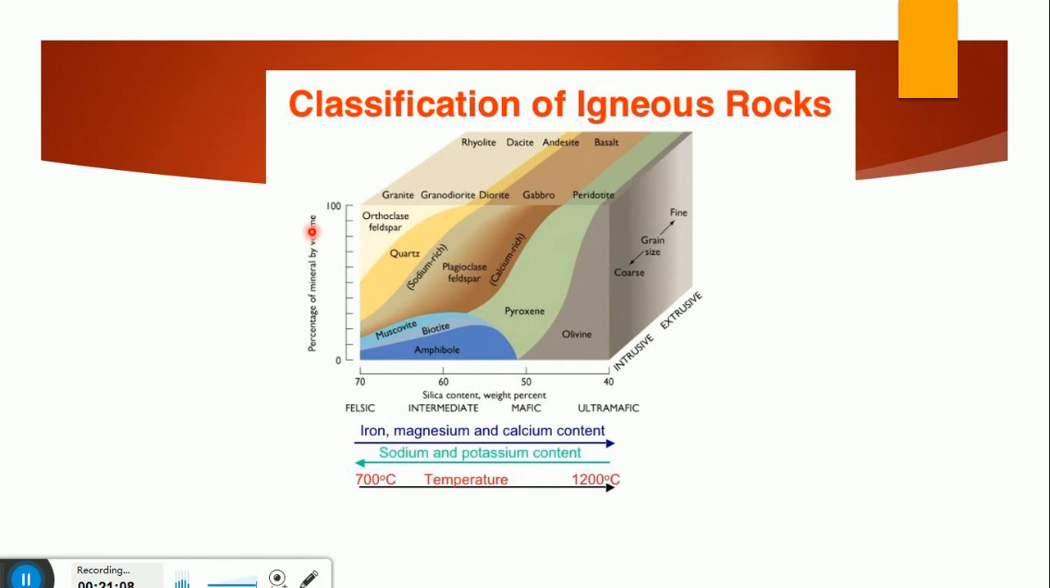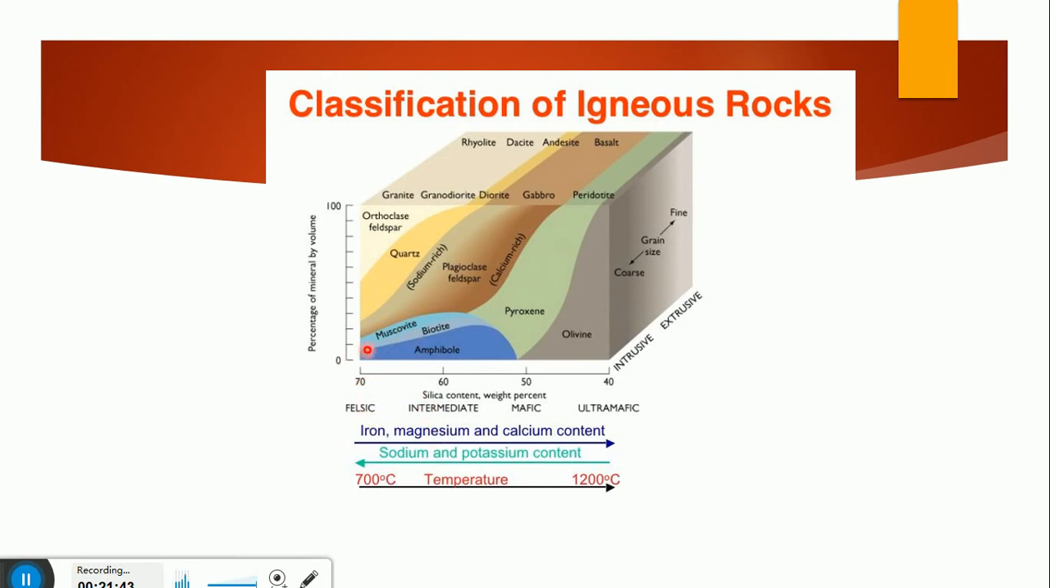This is the percentage of the mineral by volume, coarse grain and fine. These are the volcanic igneous rocks, and these are the intrusive igneous rocks, that is the plutonic igneous rocks. Sodium rich. For muscovite and amphibole, it's intermediate, with a very dominant sodium and potassium. Temperature is almost 900 to 1000 degrees centigrade.